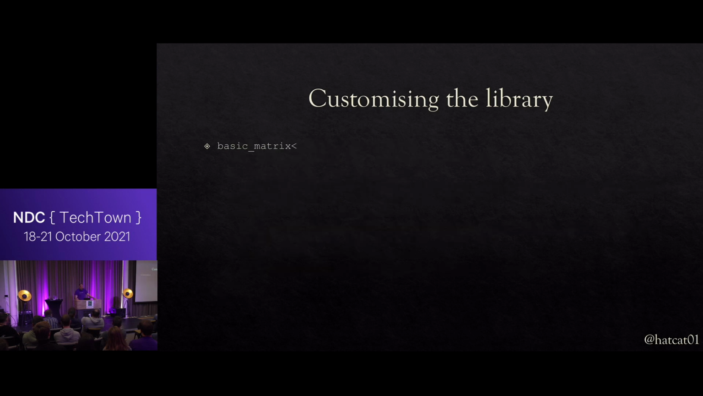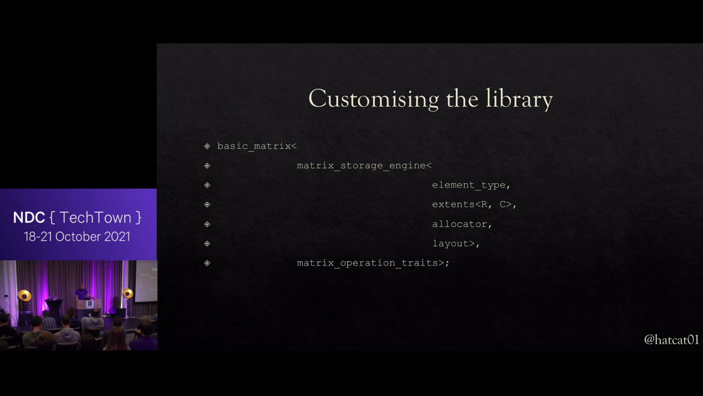So to summarize your customization options, you declare a basic matrix. You choose a matrix storage engine. You choose an element type, an extent, using a single row or column for a vector, or dynamic extents for runtime decision making. You can choose an allocator if you want the objects to have dynamic storage duration. And you can choose a layout. And then finally, you choose your operation traits.